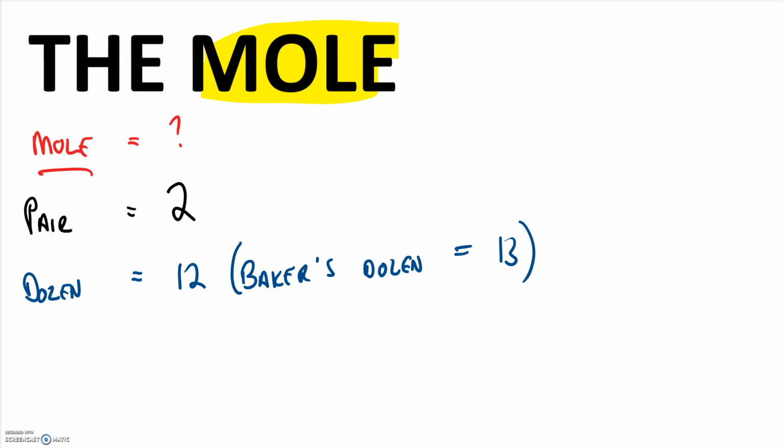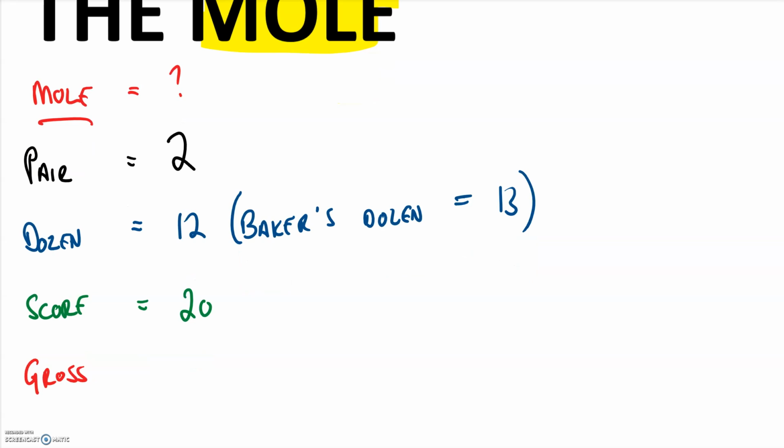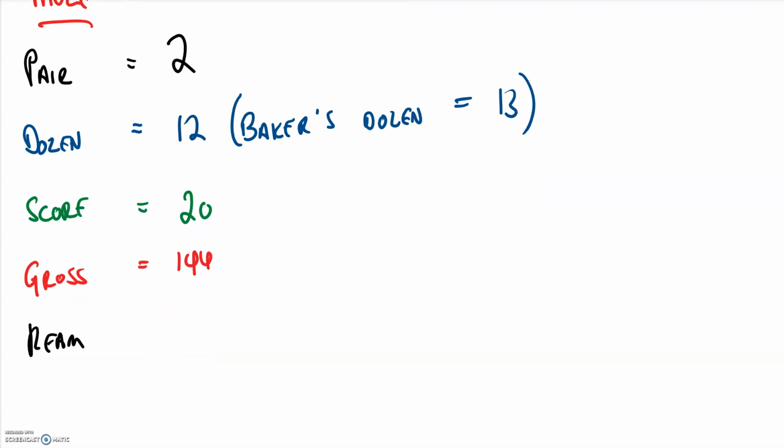You might also have heard of some more obscure ones like score. We hear this in the Gettysburg Address when he says four score and seven years ago. That four means 4 times 20. Here's another one you might not have heard before. Gross, that's 144, or ream, like a ream of paper, that's 500, and finally a grand, which means 1,000.